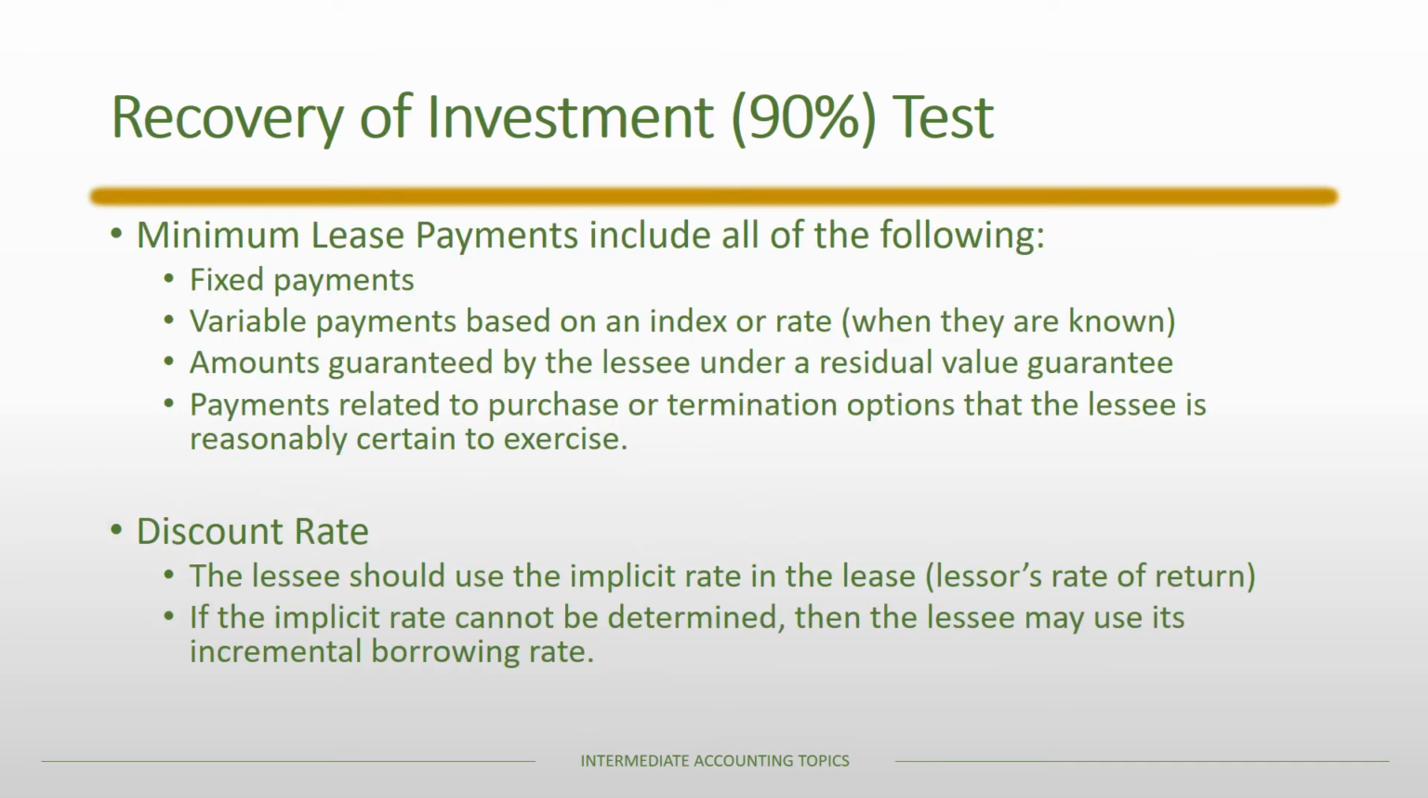So with the minimum lease payments, you include all of the following. If there are fixed payments, usually that's easily found in the contract. You may also include variable payments that are based on an index or rate when they are known. Any amounts guaranteed by the lessee under a residual value guarantee should also be included. And finally, if there are payments related to the purchase or termination of the lease, the idea here is, if it's reasonably certain that these payments will be made, then they should also be included.